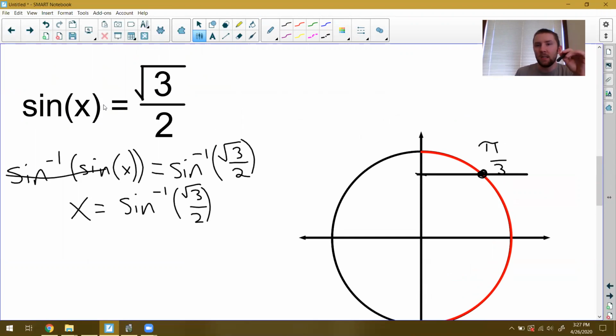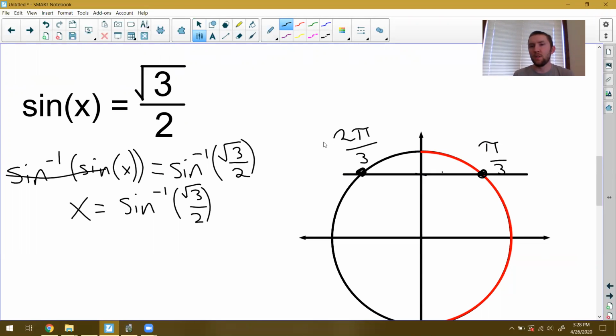But recognize that there should be more than one answer here. Not only should there be infinitely many answers as I go around and around, but there are actually two different answers just on the unit circle. So if I take this line and extend it in this direction, I hit another point over here, and this point is 2 pi over 3.